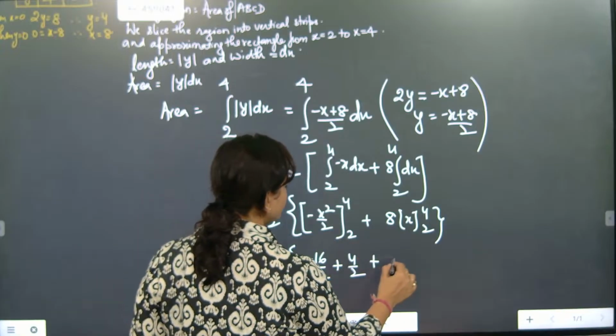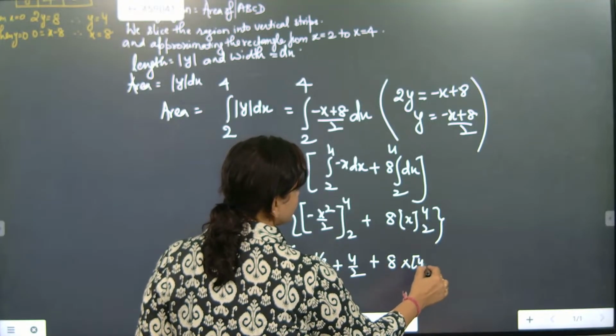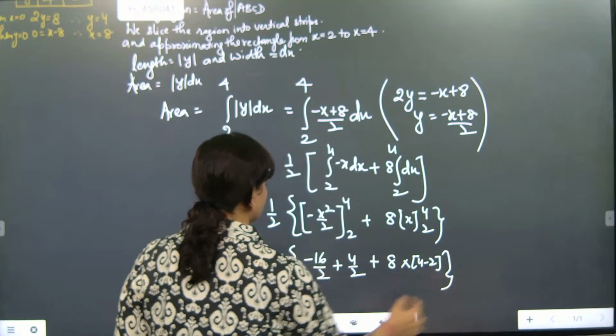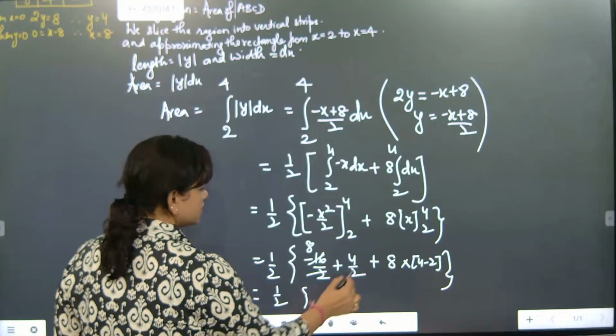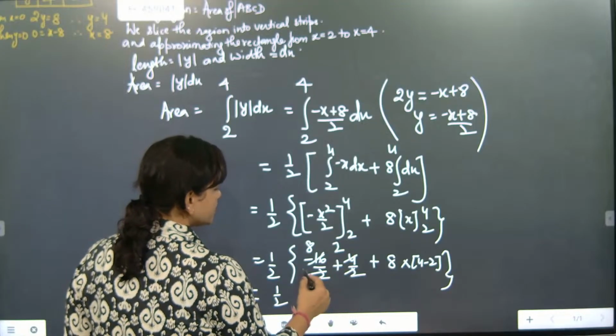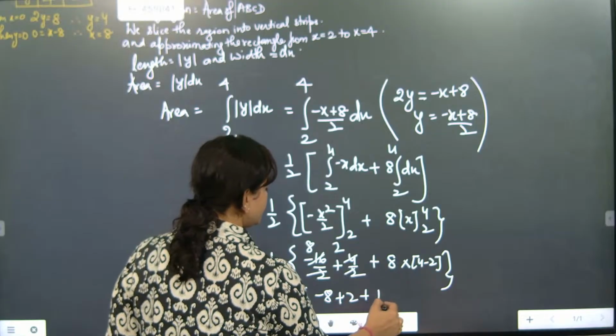This section is over plus 8 into 4 minus 2. 4 minus 2. So here it is coming as 1 by 2. This is 2 8 plus 16. Here 2. So how much it will come? Minus 8 plus 2 plus 8 to the 16.